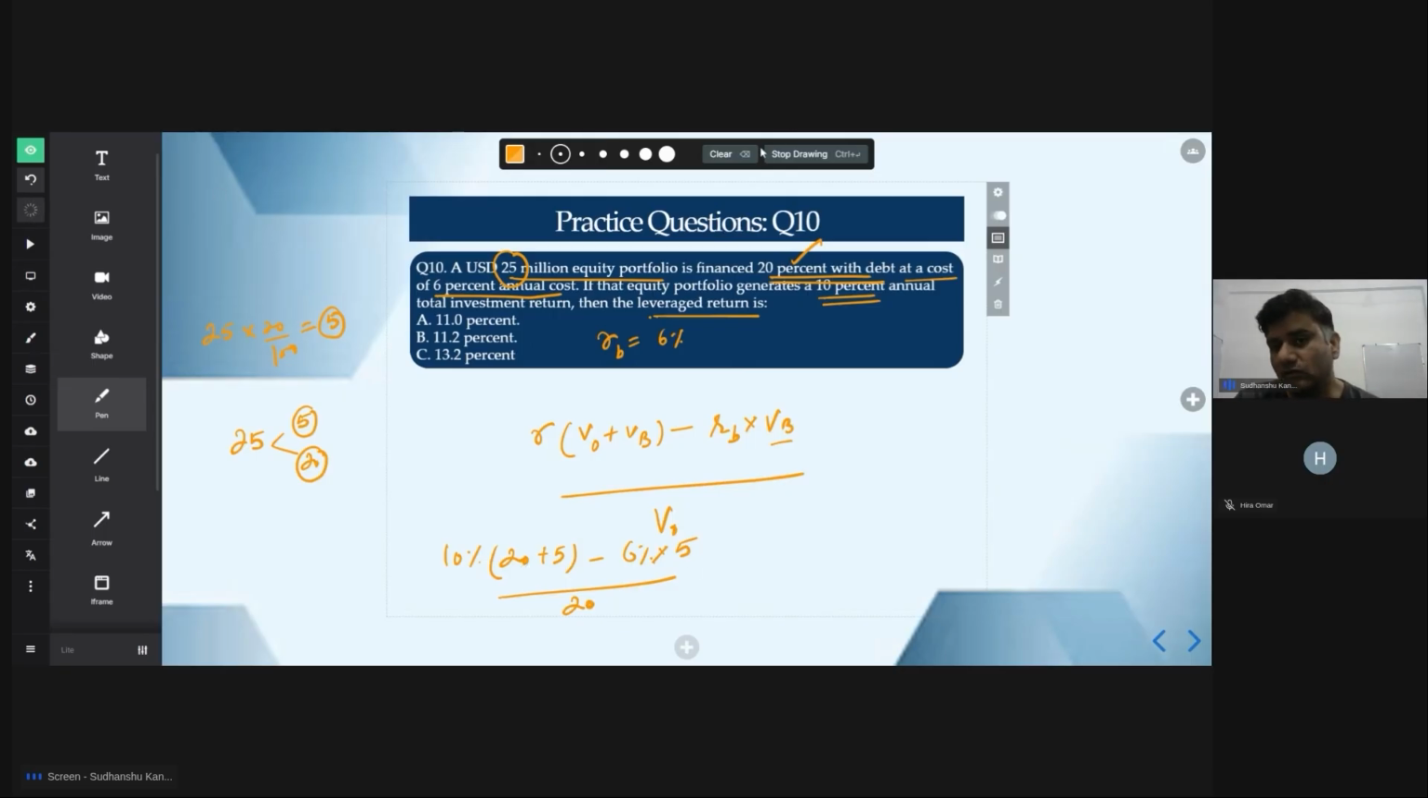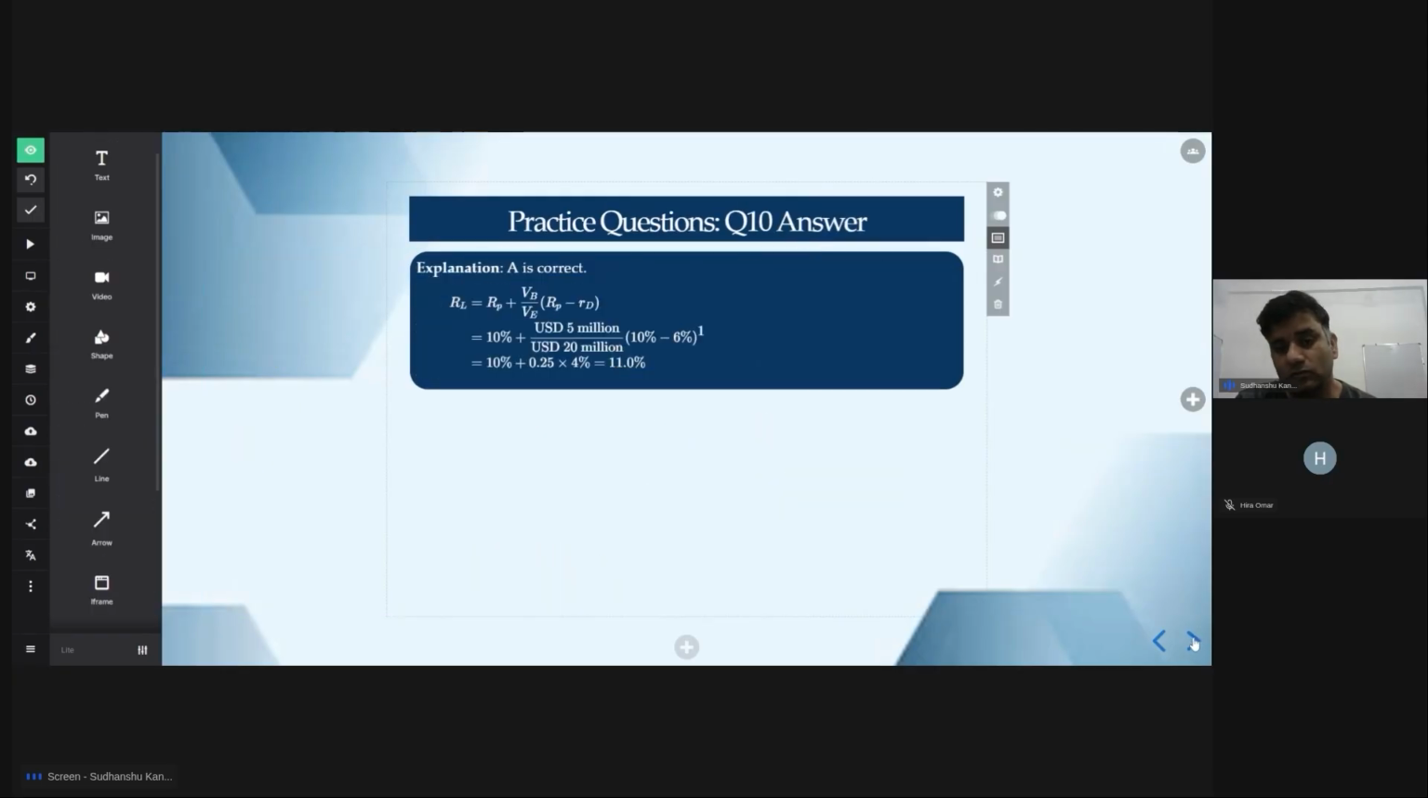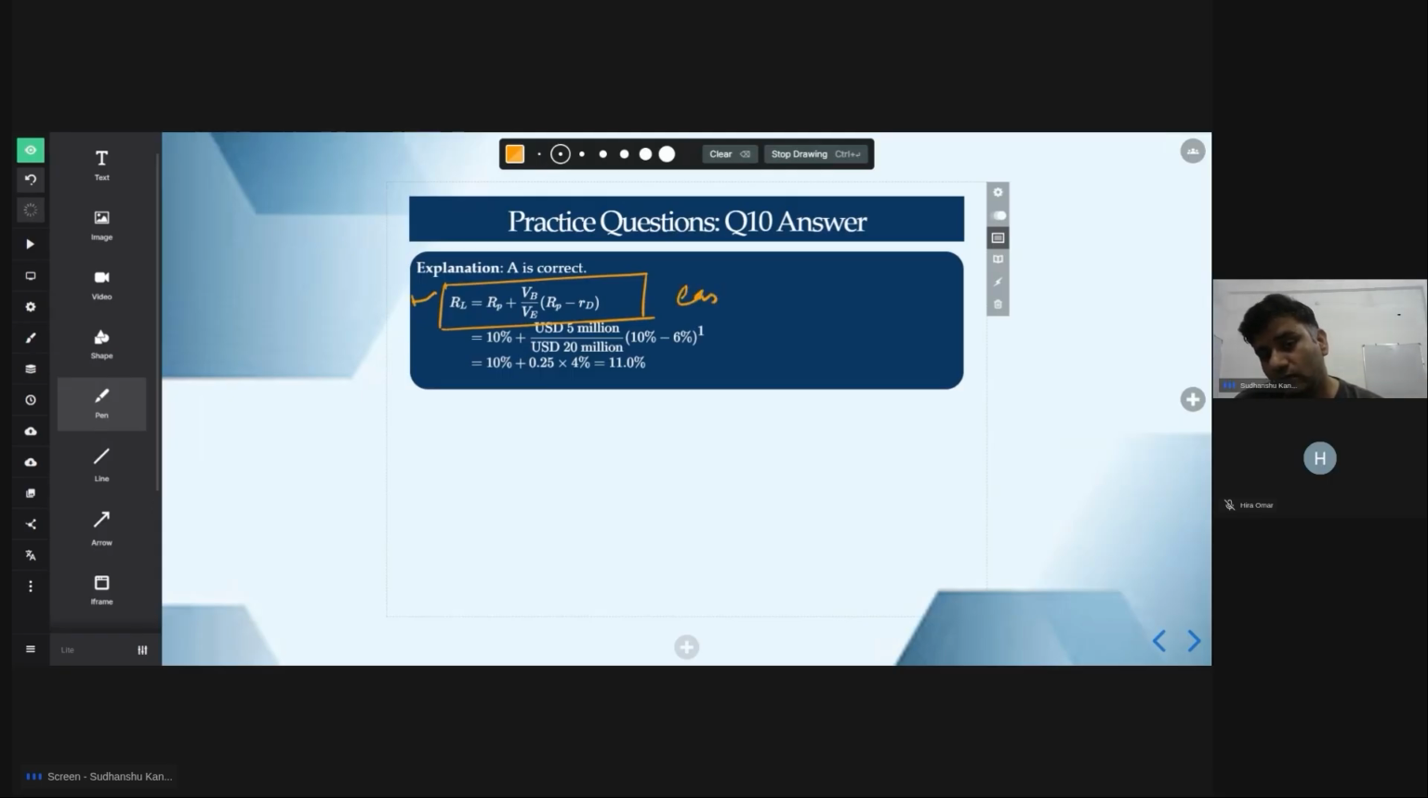There is another way to solve. If you solve this, you will get the answer. But what I want to show you is that there's another way to solve, which is not difficult. It is just that they have put the whole thing in an easier way. So this is an easier formula. What I did just now will also get you the same return. This is also giving you 11%.